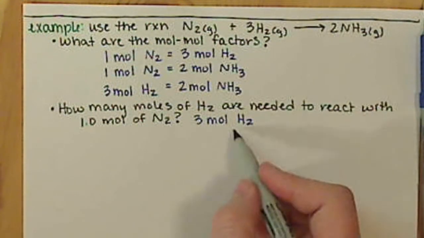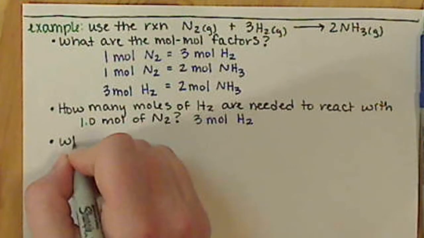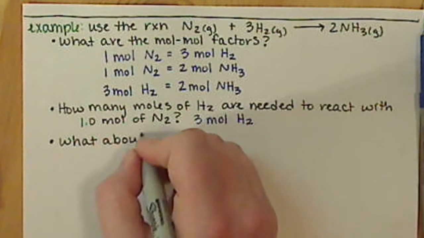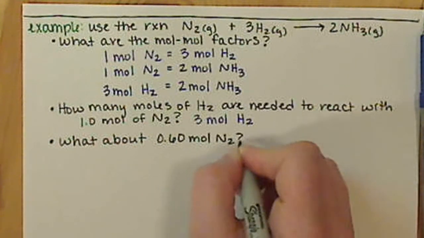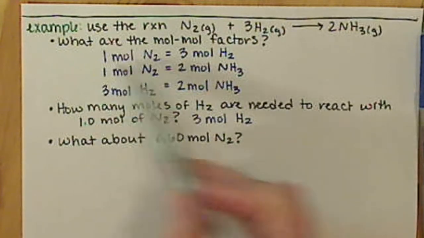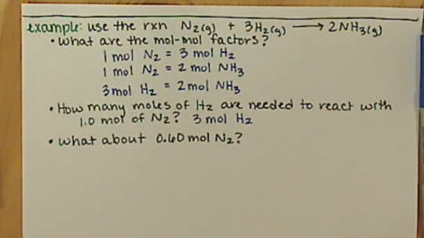Now, sometimes that gets a little bit more complicated. It's not quite as straightforward. What about 0.6 moles of nitrogen? Well, some of you who are whizzes at math can do that really quickly. It's a 1-to-3 ratio, so multiply that by 3, you get 1.8. Awesome for you. For those of you who have no idea how I got to those numbers, I'm going to show you the math of how we get there.